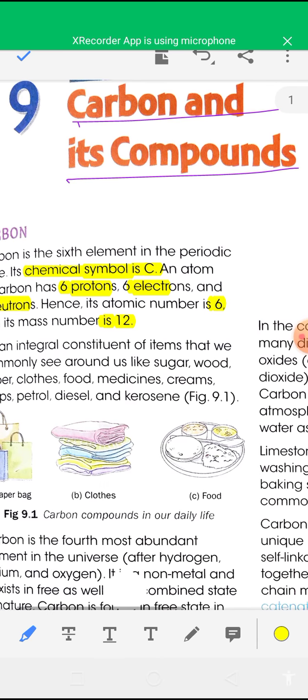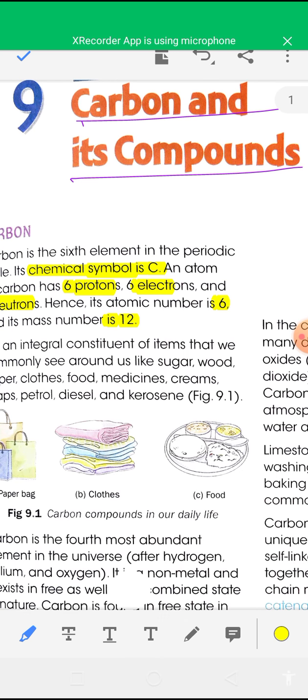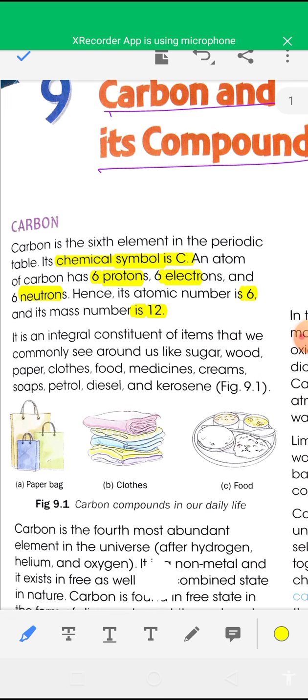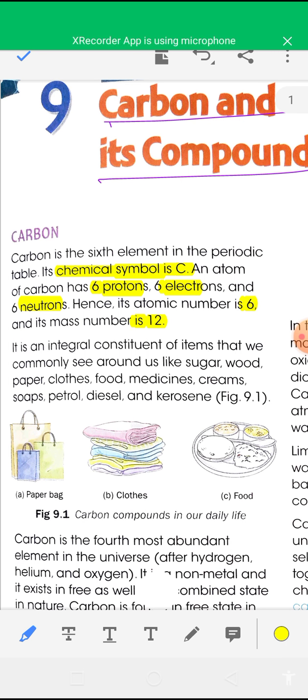In this video today I'll discuss carbon and its compounds. This is chapter 9 of class 8 chemistry. So what is carbon? Carbon is the sixth element in the periodic table and its chemical symbol is C. An atom of carbon has 6 protons, 6 electrons and 6 neutrons. So its atomic number is 6 and mass number is 12.